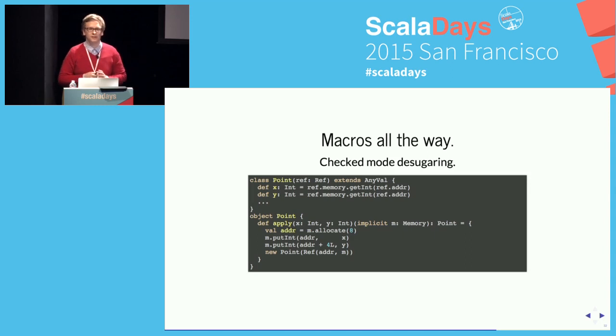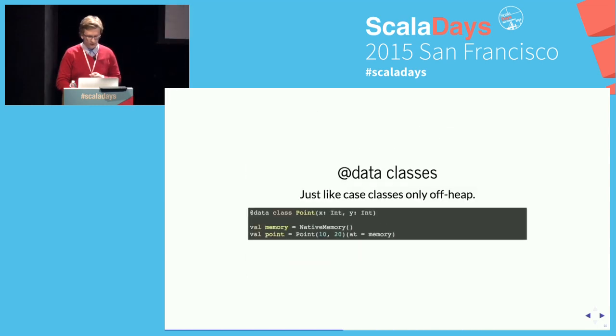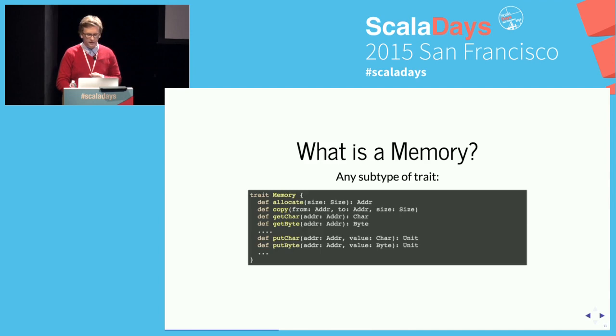Probably you could override native memory with some other memory implementation. Yes, so if Hazelcast is compatible with this kind of memory abstraction, you can use Hazelcast and allocate in Hazelcast. Anything that implements this API will work. So this trait is really all you need.